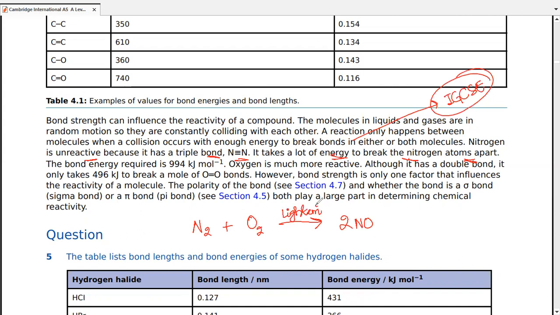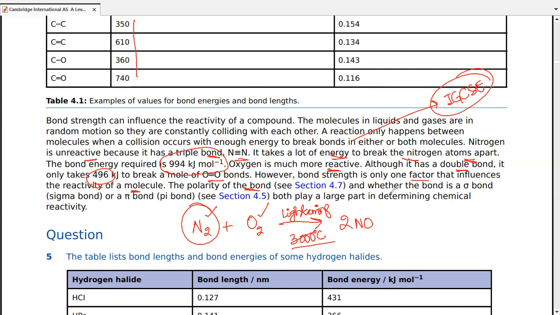All right. So lightning, actually, what does lightning do? Lightning gives them the necessary temperature that they require to break this triple bond and to get it reacted with the oxygen. And you can see that's a lot of energy as compared to the previous ones that we have studied. Oxygen is much more reactive. Although it has a double bond, it only takes 496 kilojoules to break a mole of oxygen-oxygen double bonds. That's why oxygen is much more reactive, since it's easier to break in comparison to nitrogen-nitrogen triple bonds.